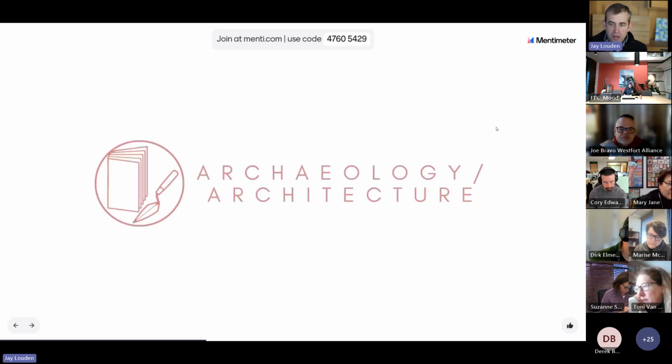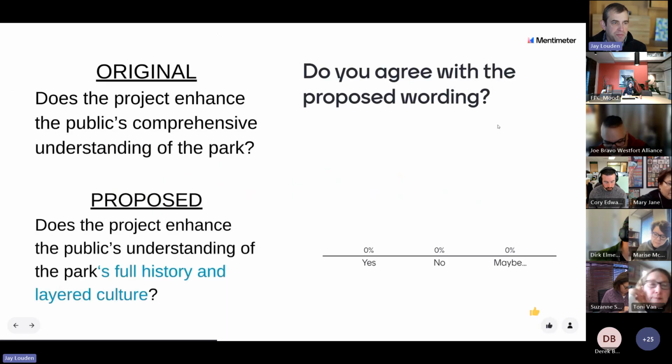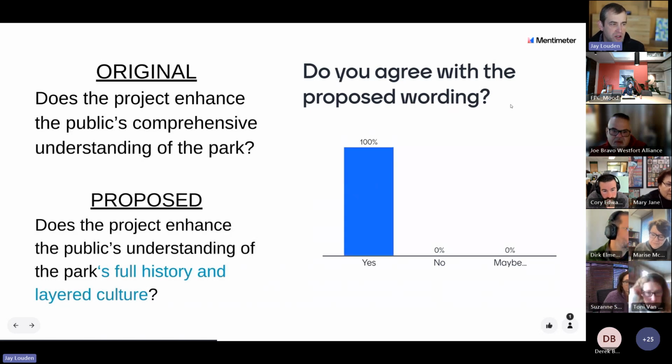On to the archaeology and architecture group. So Vince, similarly, please feel free to chime in here. Again, a change to a criterion. The original: does the project enhance the public's comprehensive understanding of the park? And proposed: does the project enhance the public's understanding of the park's full history and layered culture?